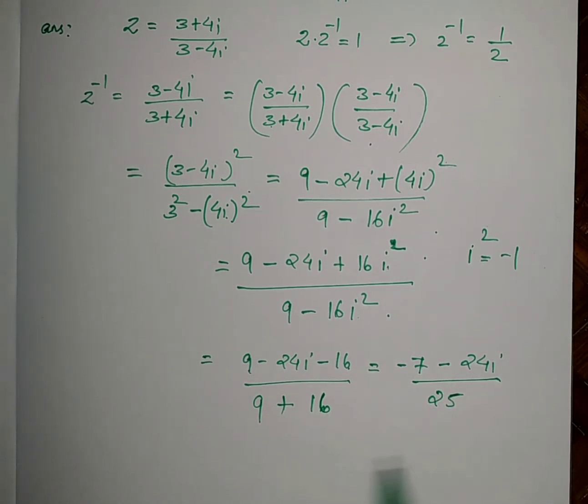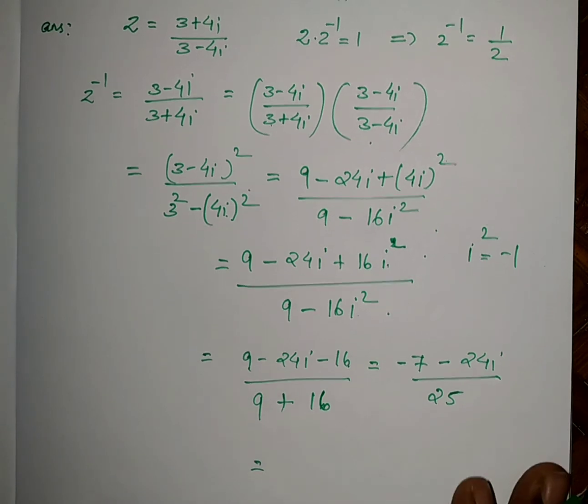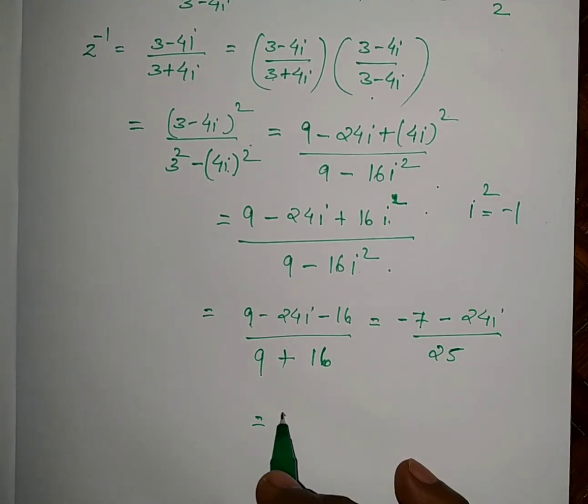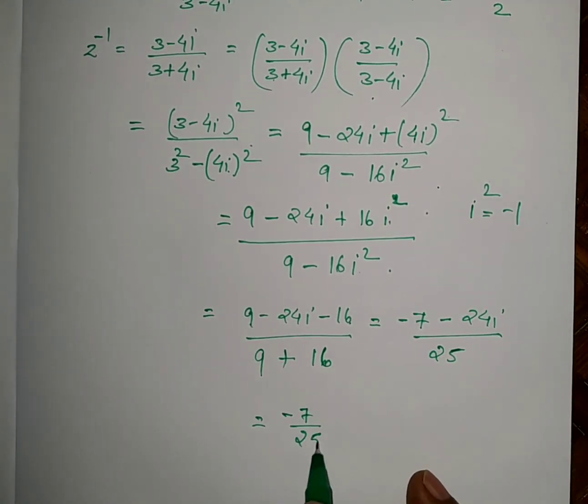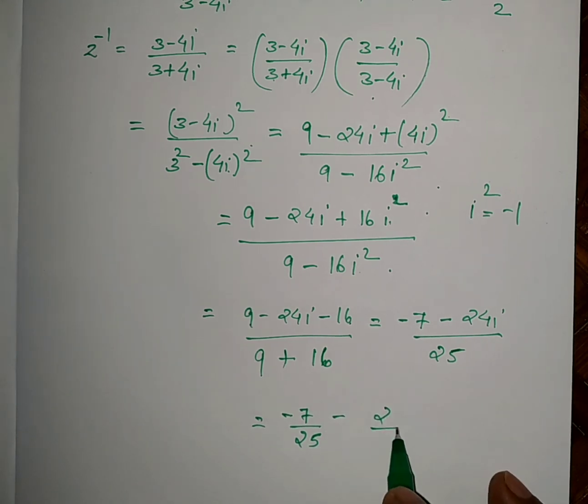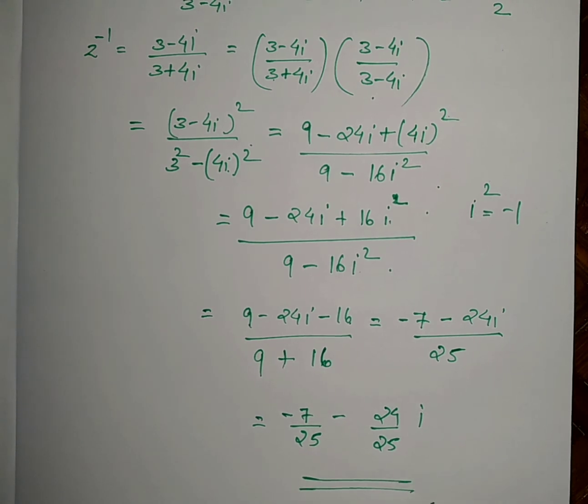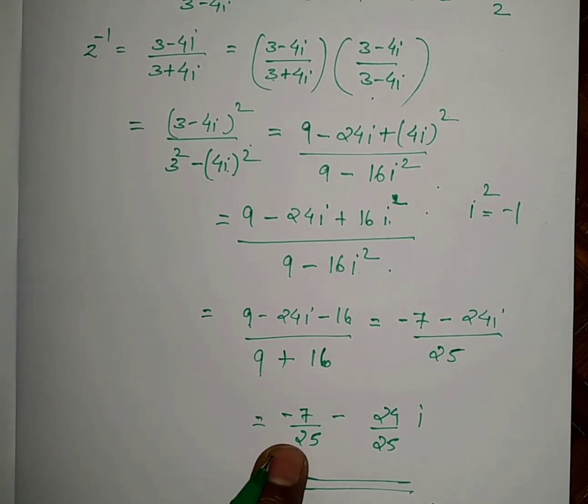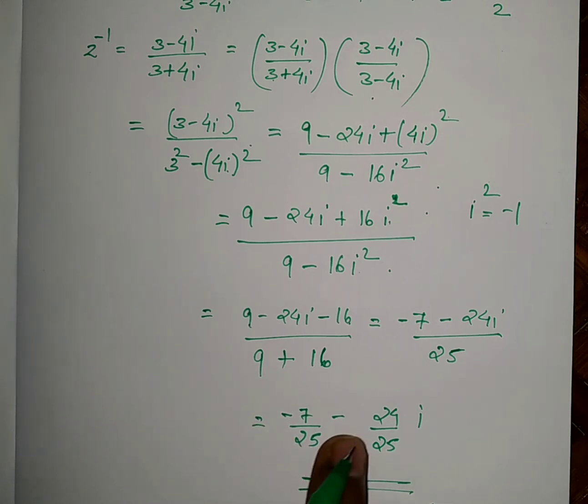We split it, so that is equal to minus 7 divided by 25 minus 24 by 25i. So this is the answer, with the real part and the imaginary part: minus 7 by 25 minus 24 divided by 25i.